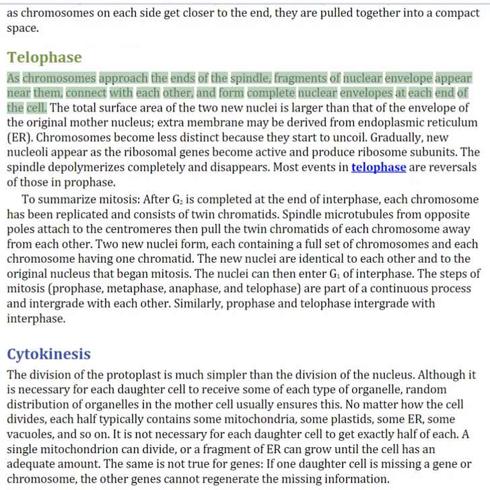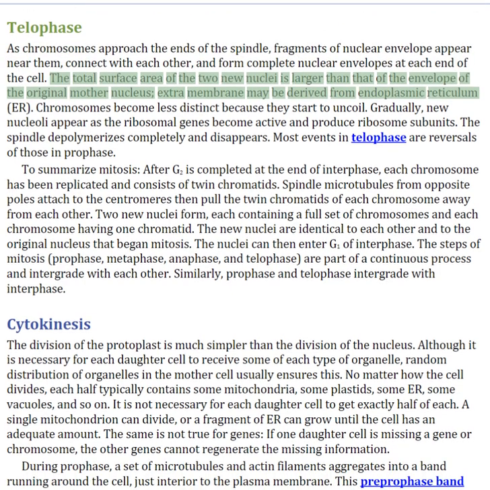Telophase. As chromosomes approach the ends of the spindle, fragments of nuclear envelope appear near them, connect with each other, and form complete nuclear envelopes at each end of the cell. The total surface area of the two new nuclei is larger than that of the envelope of the original mother nucleus. Extra membrane may be derived from endoplasmic reticulum.